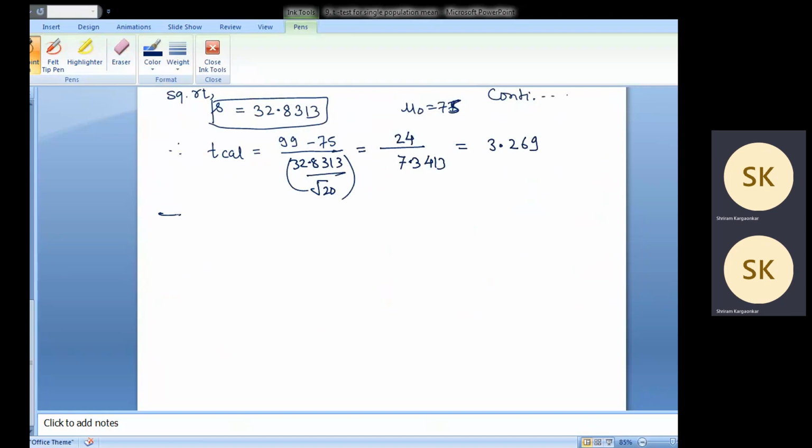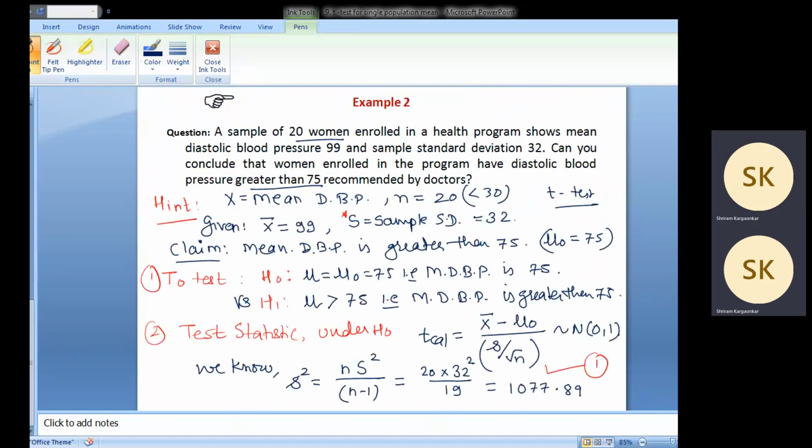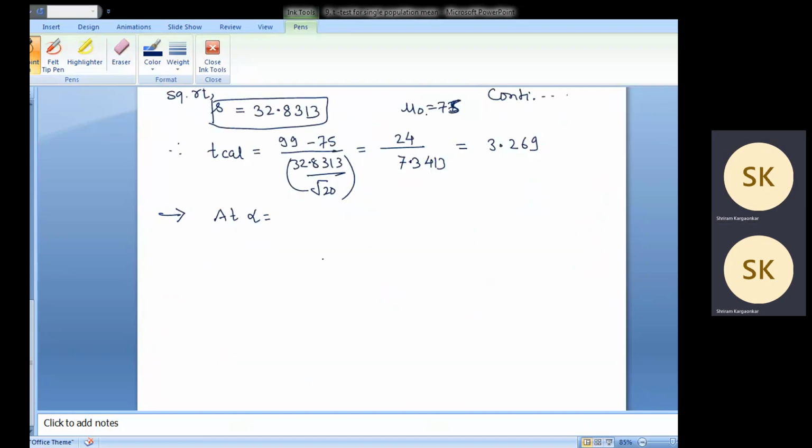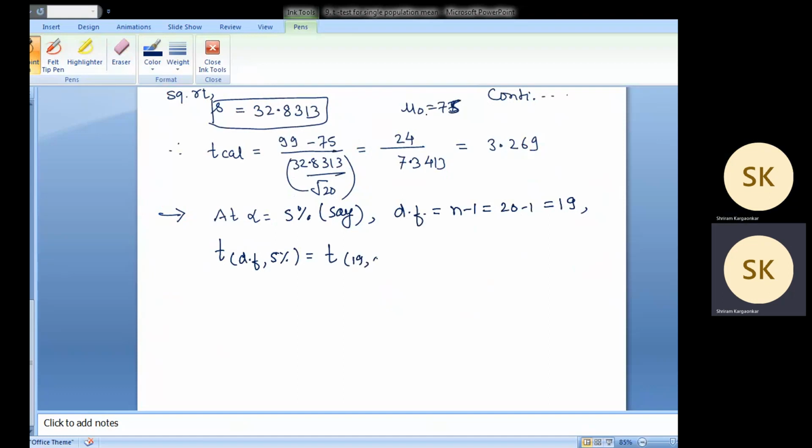Okay. So the next step will be at alpha equal to. Now alpha is not mentioned. Let me check. No, alpha is not mentioned. So if alpha is not mentioned, you take it by default as 5%. So at alpha equal to 5%, we are assuming, and degrees of freedom is n minus 1, so it is 20 minus 1, which is 19. So you can get the table value, right? How do we write it? Degrees of freedom at 5% level of significance: this is t 19, 0.05, because 5%. So this is the way of writing.